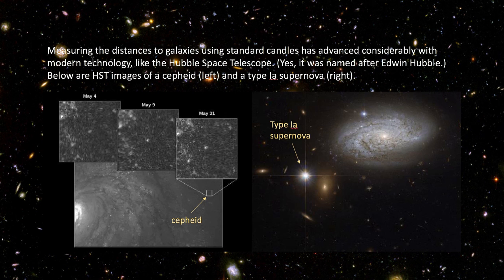So on the left, we have an example of a galaxy where a Cepheid has been observed. You can see the Cepheid get brighter. So this is May 4th, May 9th, May 31. You can see its brightness changing. Cepheids have the period luminosity relationship. They're standard candles, and we can use that to determine the distance of this galaxy even more precisely now than Hubble could in his time.